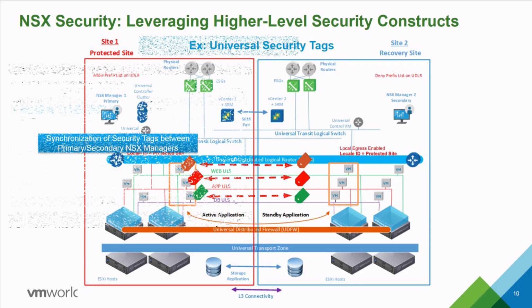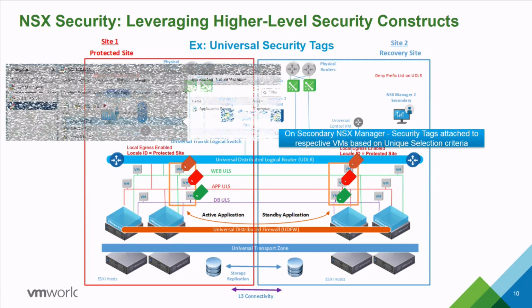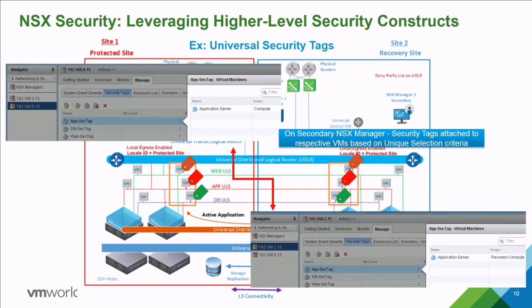Now, on the primary NSX manager, I make sure I attach that tag to the correct VMs. Okay? So now when I have a disaster recovery event, or when my workloads fail over and are being brought up by my disaster recovery orchestration tool, the tags get applied based on that unique selection criteria I selected, and based on that security tag, the correct security policies are applied. Okay? That's how that works.